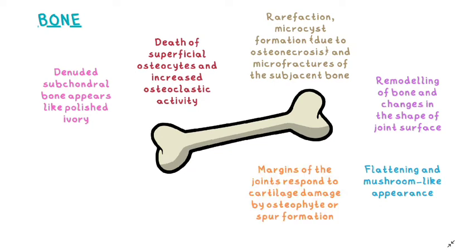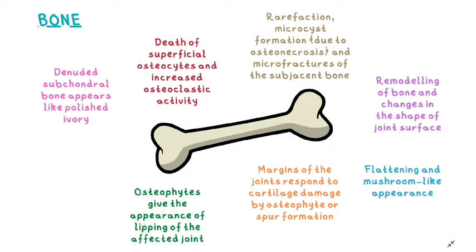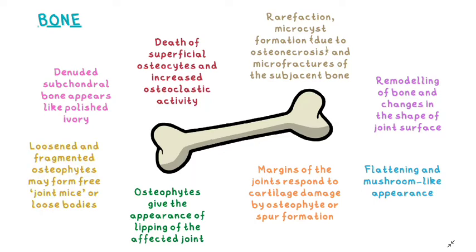The margins of the joint respond to cartilage damage by osteophyte or spur formation. These are cartilaginous outgrowths at the joint margin which later get ossified. Osteophytes give the appearance of lipping of the affected joint due to overgrowth of the bone around the joint. Loosened and fragmented osteophytes may form free joint mice or loose bodies. These are the loose fragments of bone, cartilage, or both floating inside the synovial fluid. So the joint mice will be present in the synovial fluid.